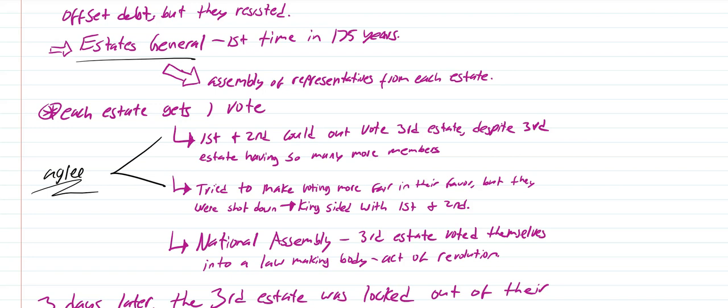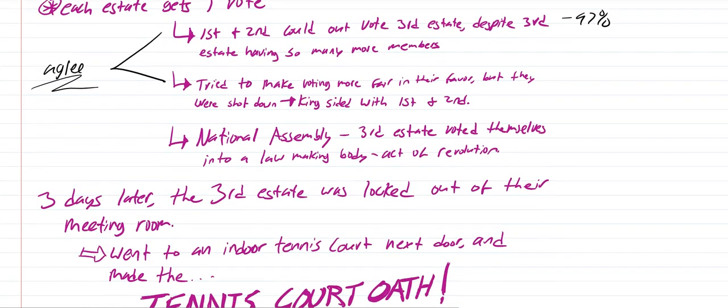So what they did was, the first and the second could always outvote the third estate, because even though the third estate had so many more members, representing 97% of the population, they had the same degree of representation in the Estates General. Each one of them would basically have one vote, and so the first and second would always team up against the third estate, and so it got so crazy. They tried to make voting more fair in their favor, but they were shot down, and the king obviously is going to side with the first and second estate, and so what happens is the bourgeoisie and the third estate met in a completely different location and formed what they call the National Assembly.